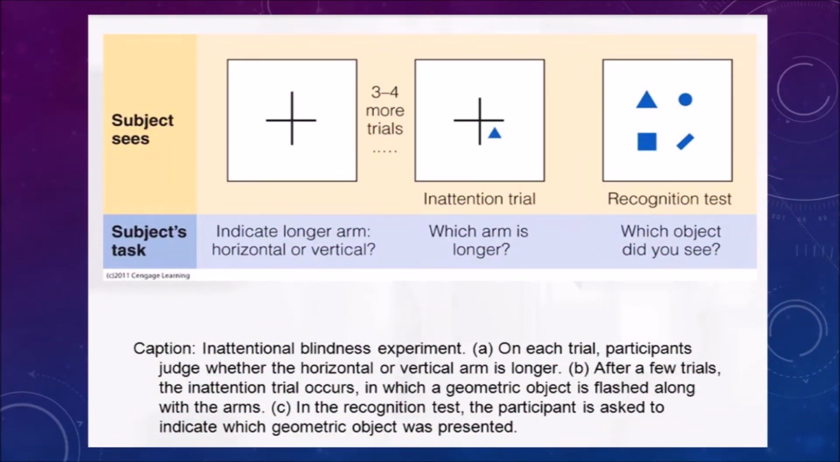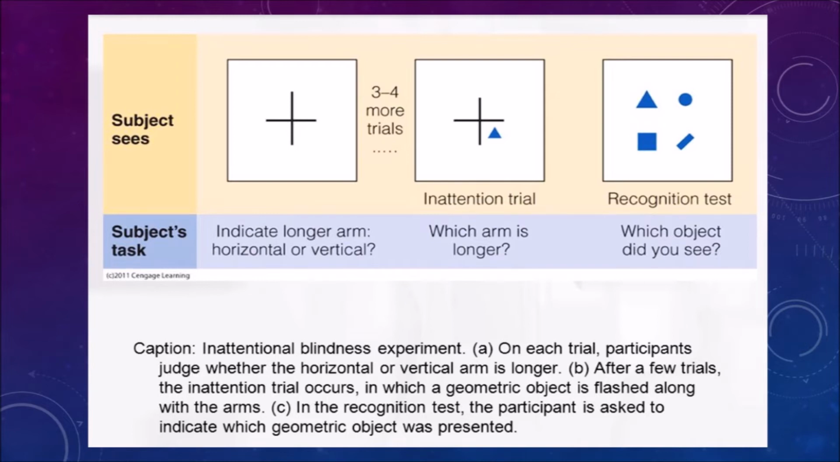In this experiment, participants were asked to judge whether the horizontal or vertical arm shown on the screen is longer. After a few trials, while the participants were busy recognizing the longer arm, a geometric shape was flashing here and there on the screen along with the arms.